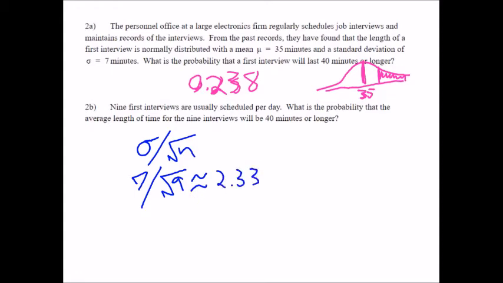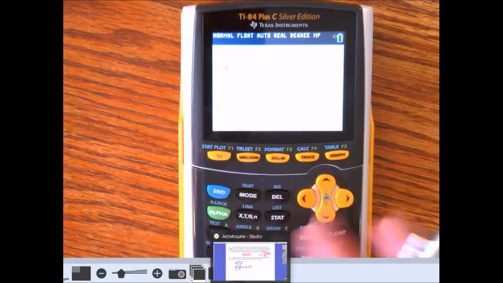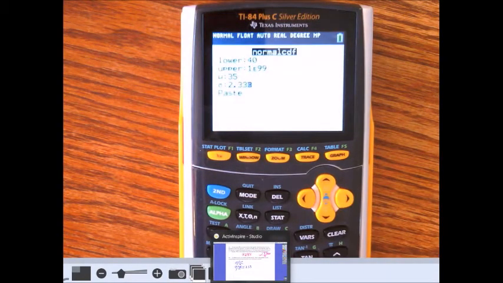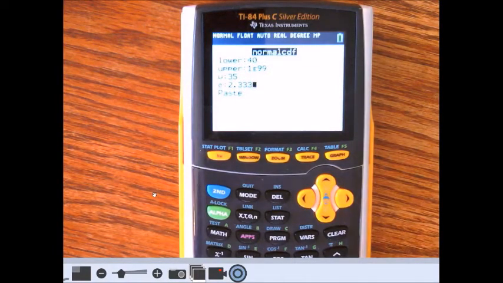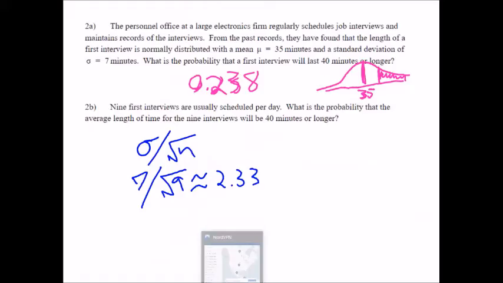So if we go to our calculator, instead of 7, we're going to use 2.333, or you could type in 7/3 if you wanted to. In any case, this gives us a probability of 0.016.